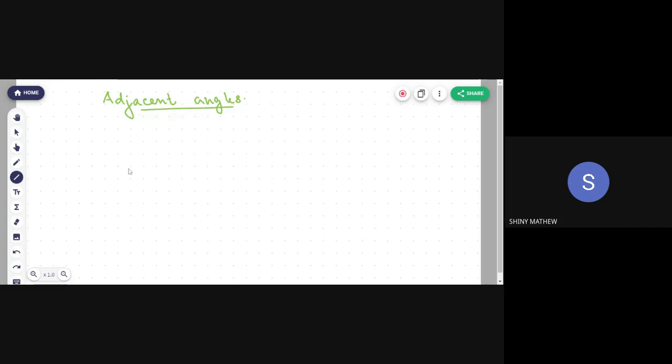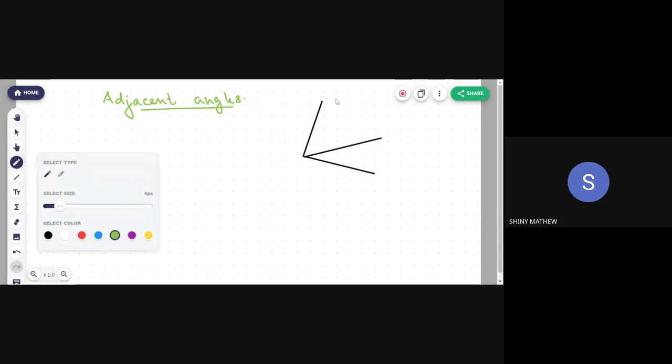If I draw 2 angles this way, okay. Now here you can see 2 angles. Yes, miss. Now I mark this angle as angle 1 and it is angle 2. Here 2 angles are there, angle 1 and 2. These 2 angles are adjacent angles because they satisfy 3 conditions.